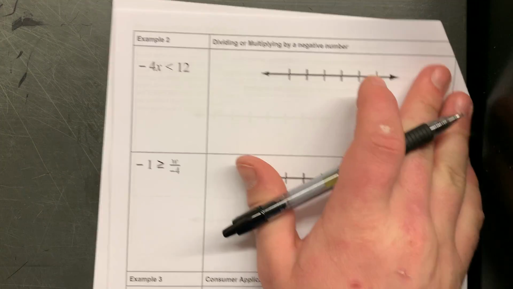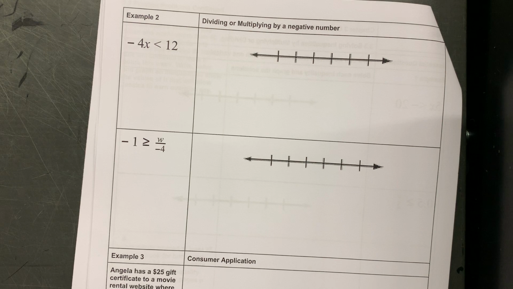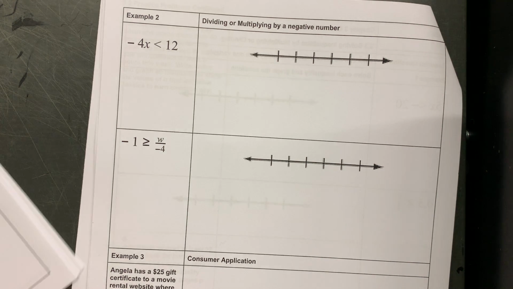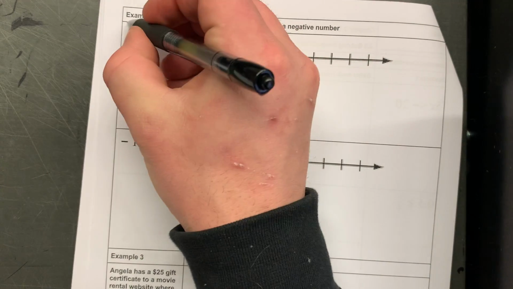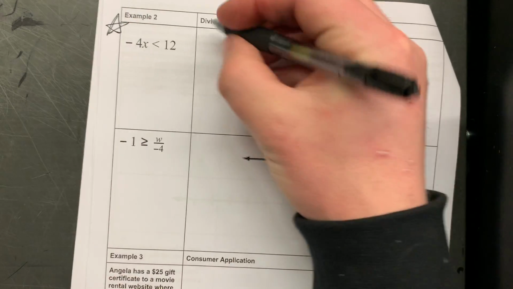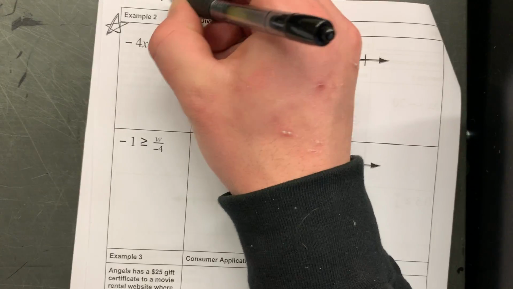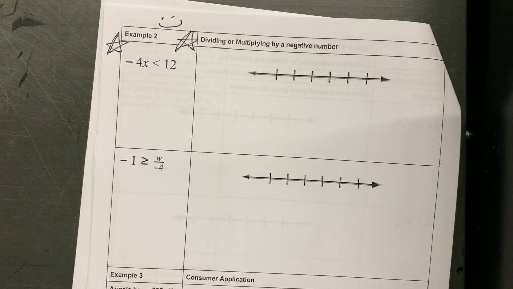If you flip your page in your packet, we are going to talk about what happens when we have a negative number. In inequalities, when we have a negative number, like this negative 4, these are going to be special. You can put little stars here, little happy faces, whatever you want to signify that this is going to be a special problem here. I have negative 4 times x is less than 12.